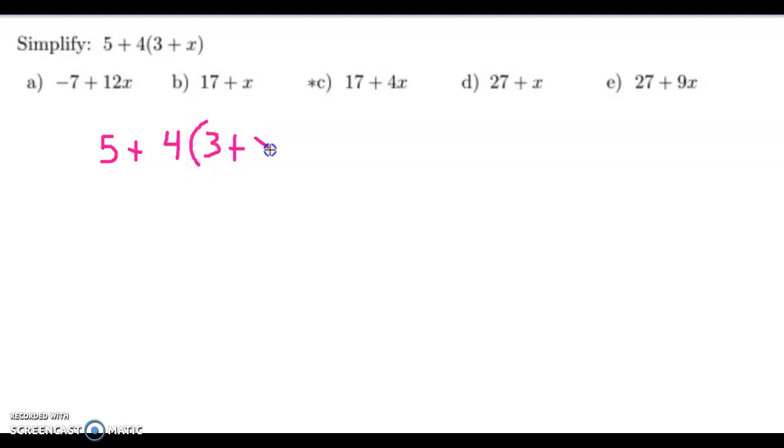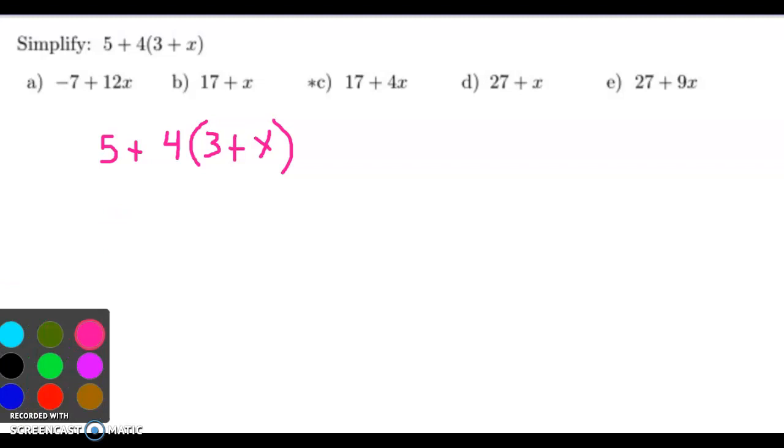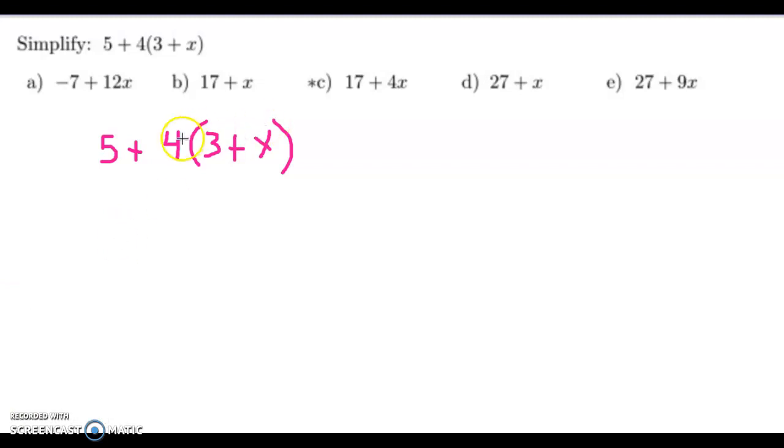Now what I want you to notice is that when we do order of operations, we obviously have to do parentheses first. Well, in this situation, we can't combine anything inside of the parentheses, so the first thing we need to do is actually remove the parentheses. In order to do that, we take whatever is on the outside of the parentheses. Remember to include the sign with that number. So it's a positive 4, and we have to multiply that by each term inside the parentheses. So a positive times a positive is a positive, and 4 times 3 is 12.